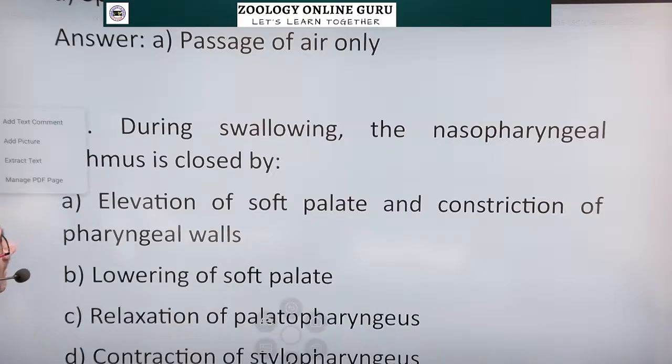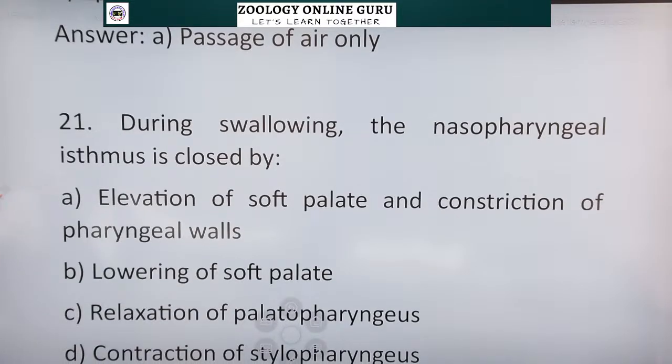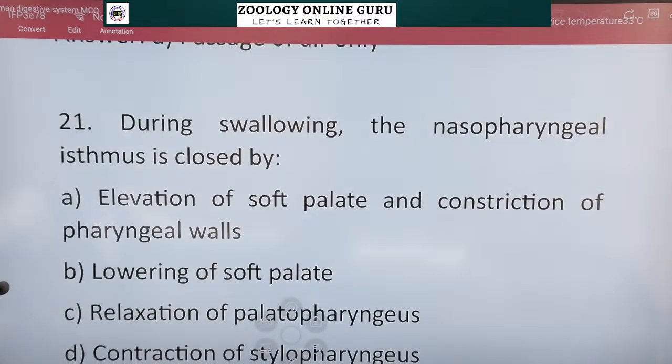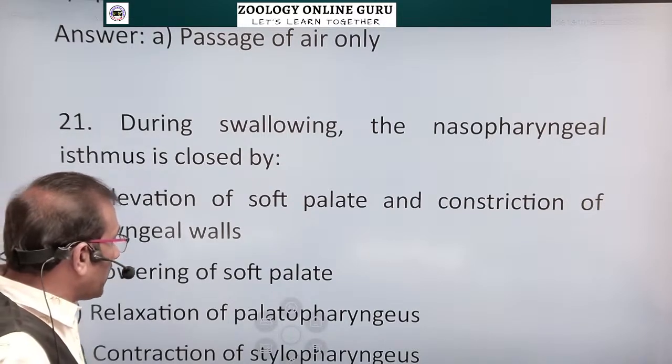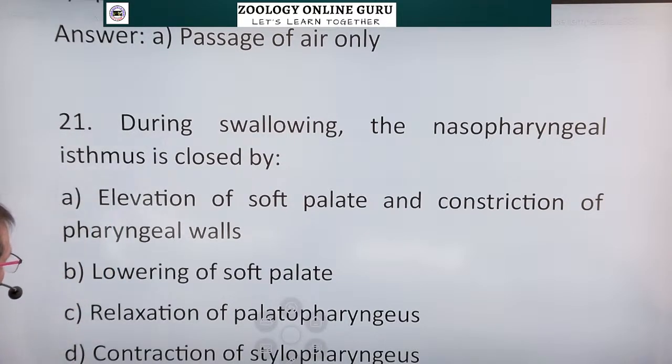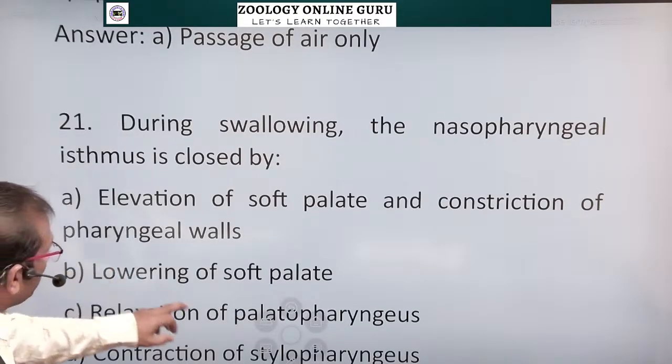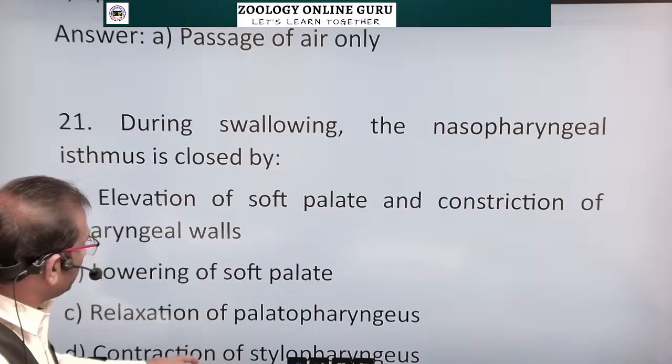During swallowing, the nasopharyngeal isthmus is closed by: elevation of the soft palate and constriction of the pharyngeal walls, lowering of the soft palate, relaxation of the palatopharyngeus, or contraction of the stylopharyngeus. Here, this is a very simple question.